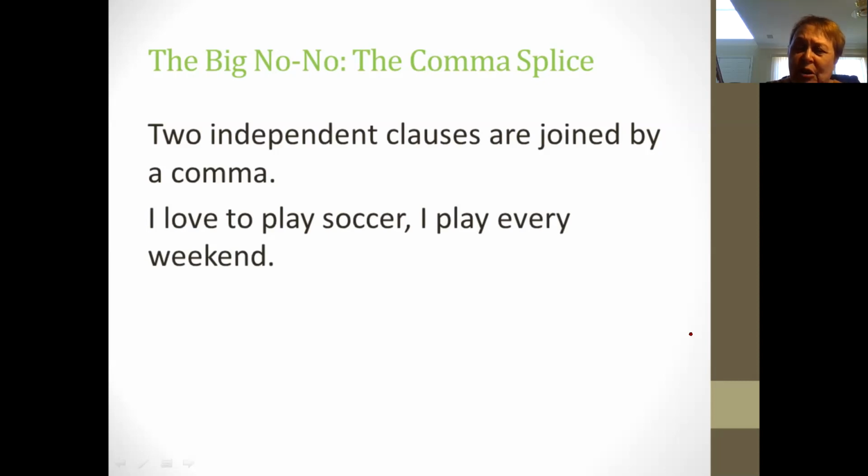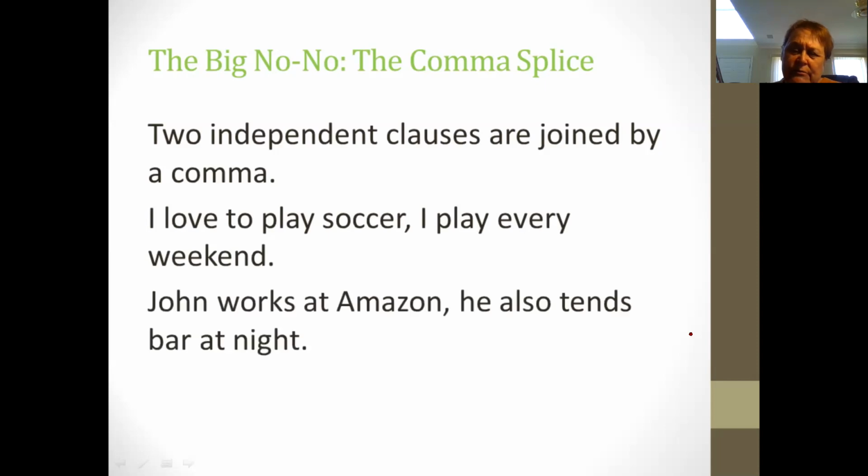You cannot put a comma. A comma is not used to connect things. That is not its function in English, okay? You cannot connect two independent clauses with a comma. Here's another example. John works at Amazon, comma, he also tends bar at night. Once again, not okay, okay? You can see John works at Amazon, first independent clause. He also tends bar at night, second one. You cannot connect those ideas with a comma.